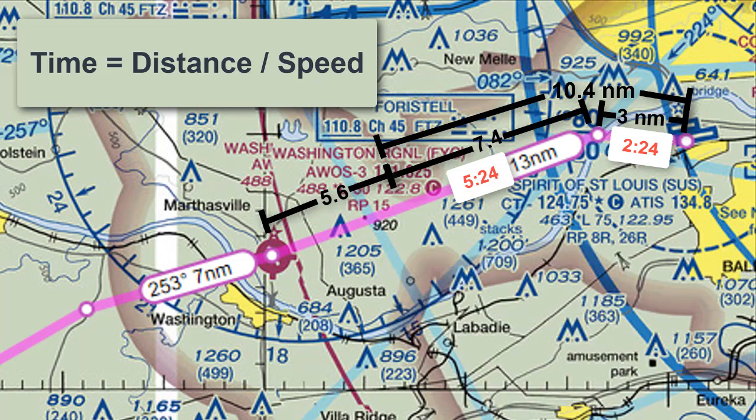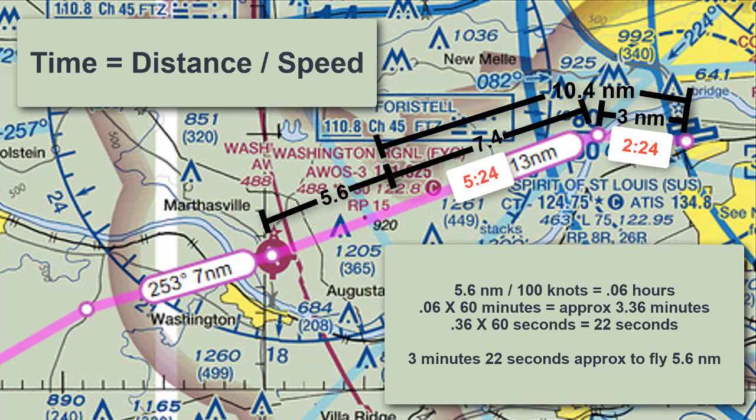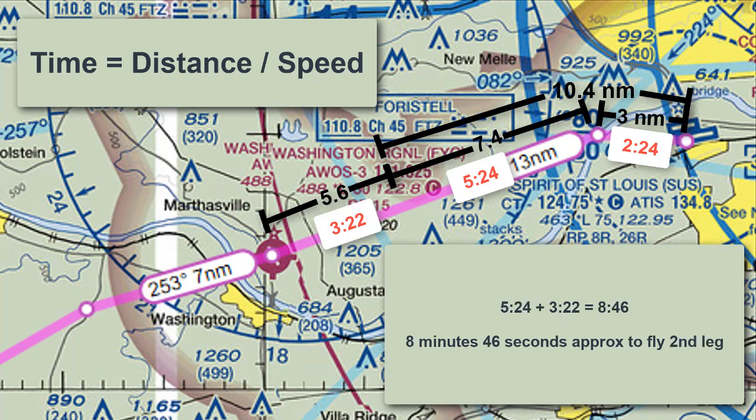The second part of the second leg will be 5.6 nautical miles at 100 knots, as we have leveled off at that point. So 5.6 divided by 100 knots is roughly 0.06. To get minutes, we take 0.06 times 60 equals 3.36 minutes. 0.36 times 60 equals approximately 22 seconds. So the second part of the second leg will roughly take 3 minutes and 22 seconds. Add 5 minutes and 24 seconds to 3 minutes and 22 seconds, and we get 8 minutes and 46 seconds to fly the entire leg.